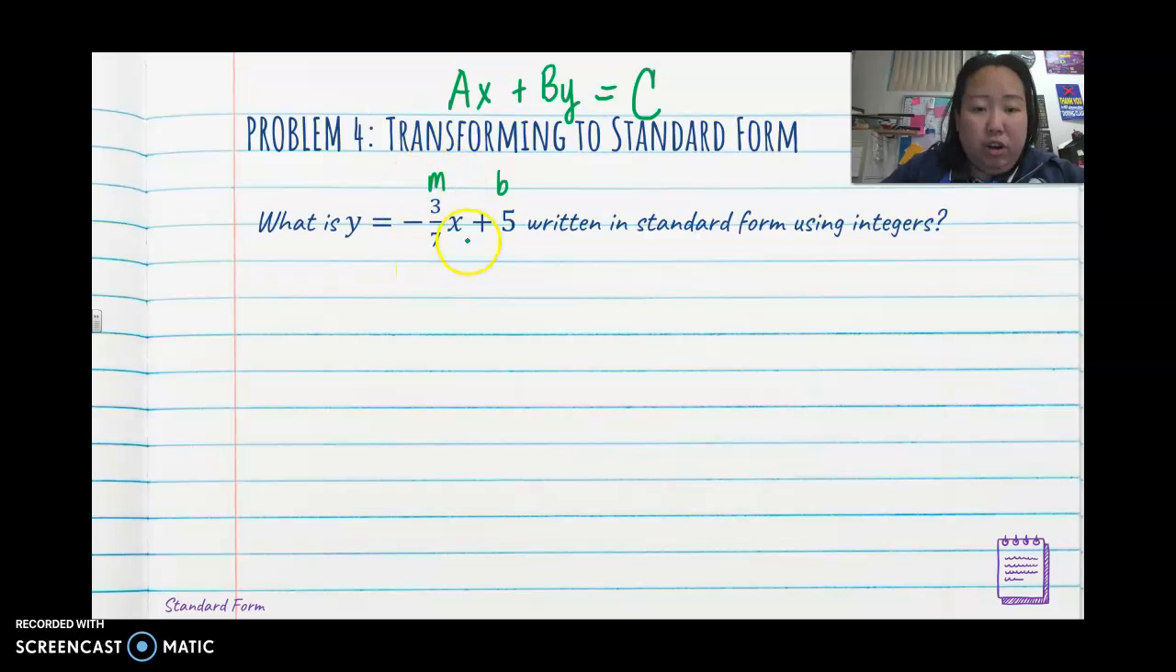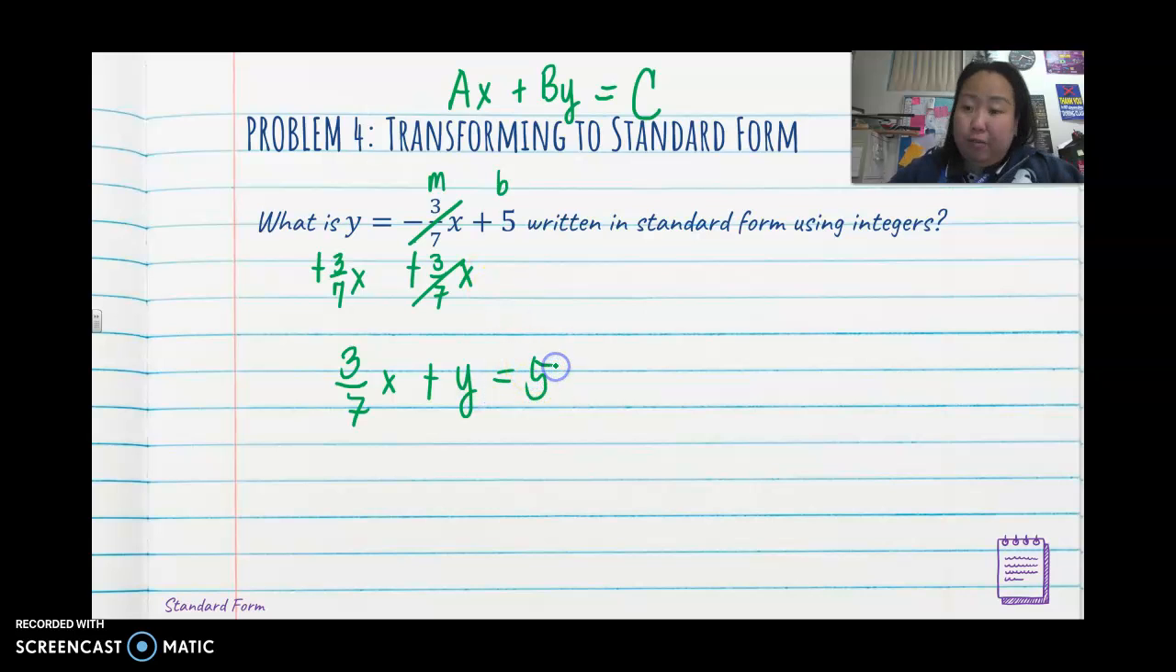You can already transfer your x to the other side, okay? How do we do that? Well, we simply have to add positive 3 over 7x, okay? So this will be gone. We also have to add positive 3 over 7x on the left side, okay? So now you will have 3 over 7x plus y is equal to 5.